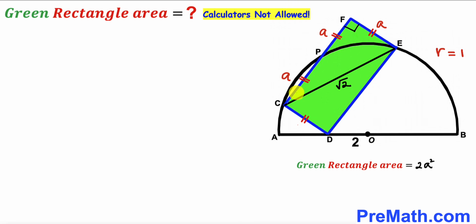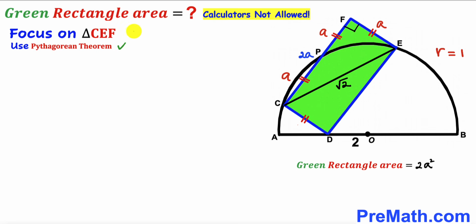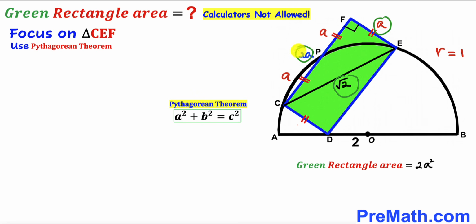So therefore we can see that this CE is the diagonal of this green shaded rectangle, and its value is square root of 2. And now we are going to focus on this right triangle CEF, and we are going to apply the Pythagorean theorem on this triangle as well. And here's our Pythagorean theorem once again: a square plus b square equal to c square. And in our case, our hypotenuse is square root of 2, whereas 2 other legs are lowercase a and 2 times a. So let's go ahead and fill in the blanks in this Pythagorean formula.